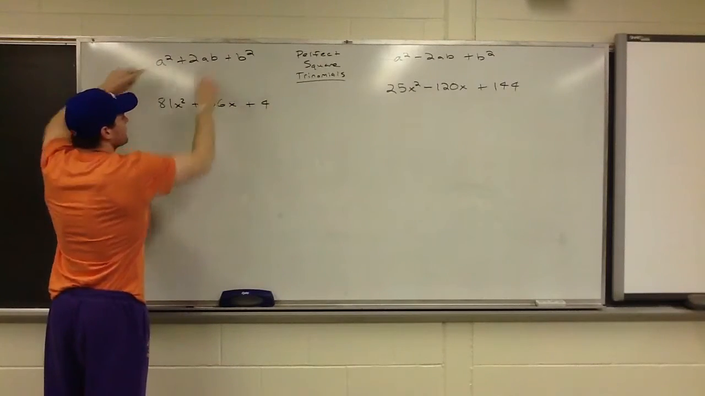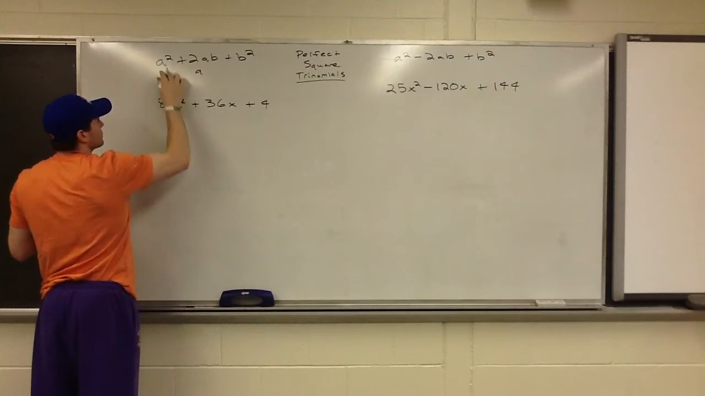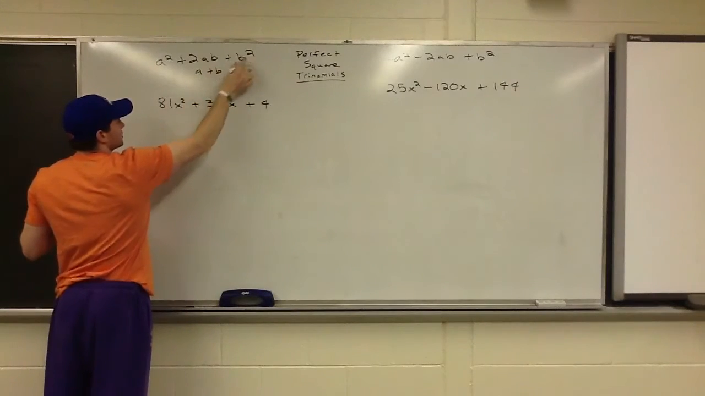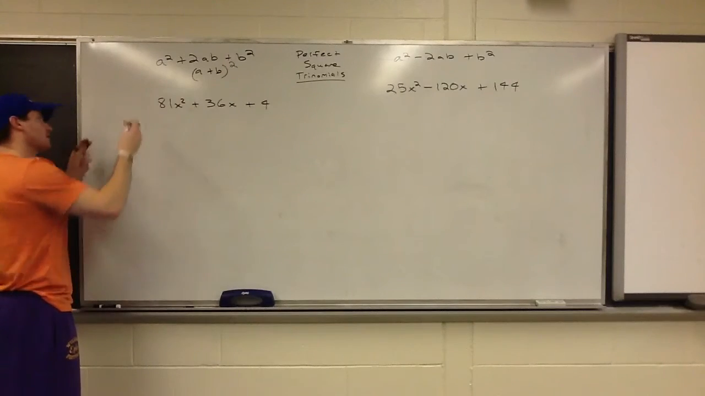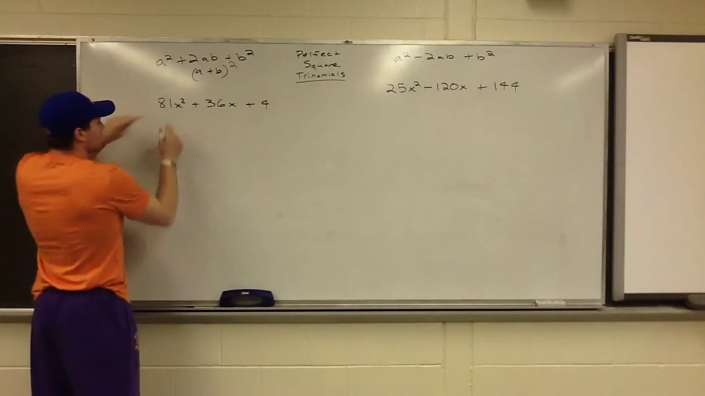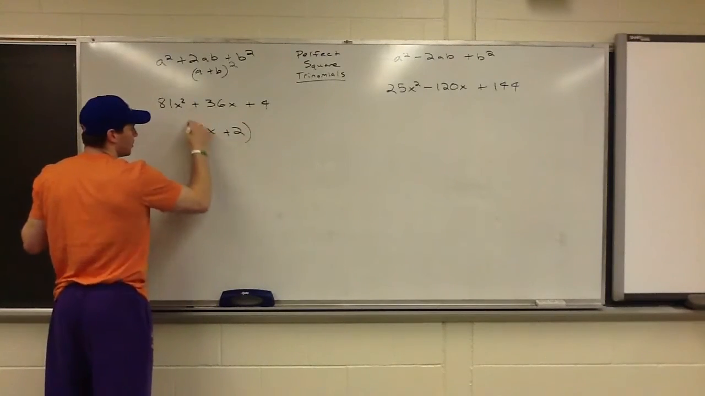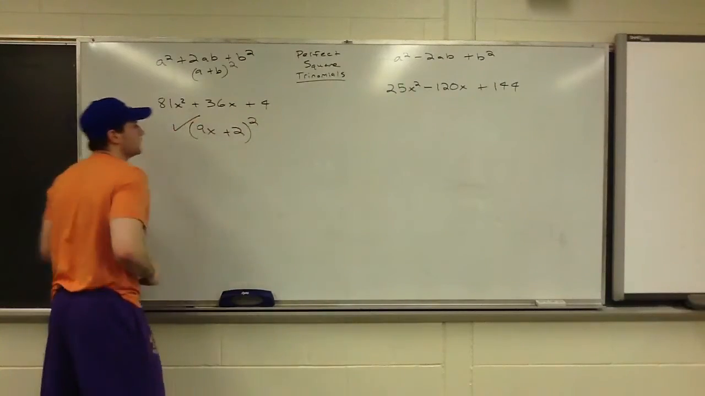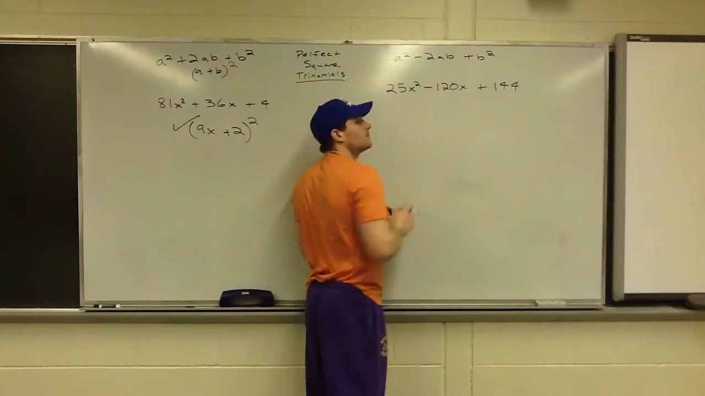And since we have this perfect square trinomial right up here, we understand that it will factor down to the square root of this plus the square root of that squared. So instead of going through the work of factoring by grouping, since this is plus plus, we understand that this will become 9x plus 2 squared. Done.